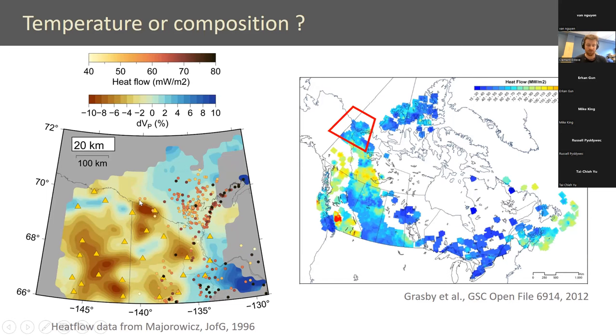We have a handful of measurements on the edge of the low velocity anomaly, but they tend to suggest not greater than 70 milliwatts per square meter. Here's another model from Grasby et al. 2012. And same thing, they suggest that this area doesn't show any very high heat flow measurements in the region.